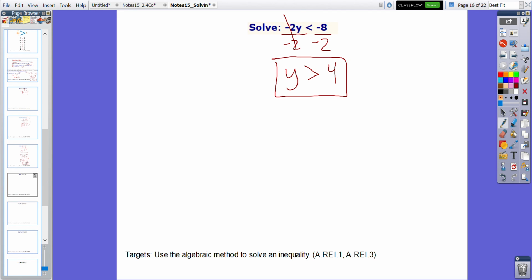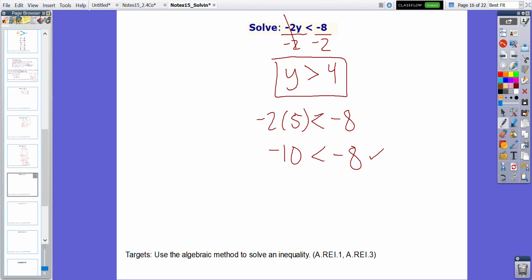And once again, we can verify this by picking a value greater than 4. Let's do 5. So -2 times 5 is less than -8. -2 times 5 is -10. And because -10 is farther to the left on our number line compared to -8, this is a true statement. Okay, just to verify that we have to switch our sign.